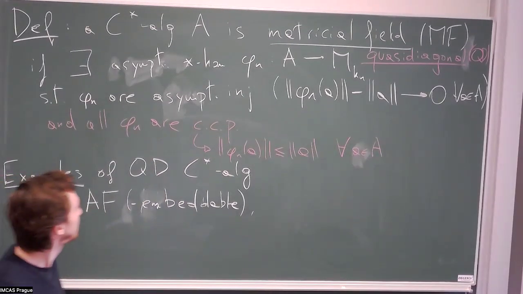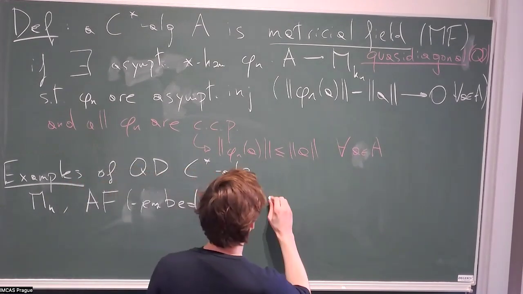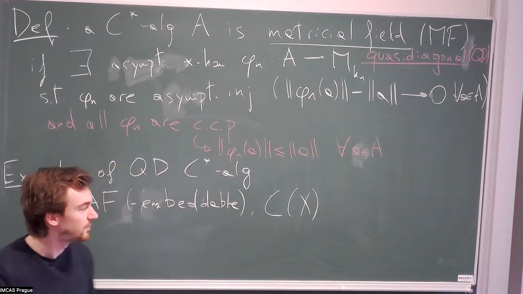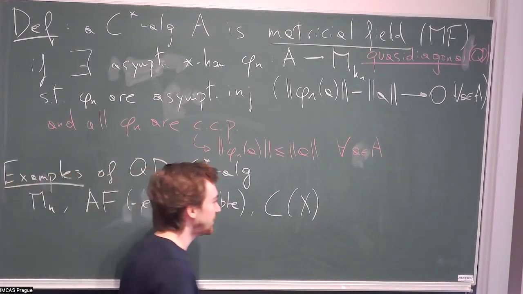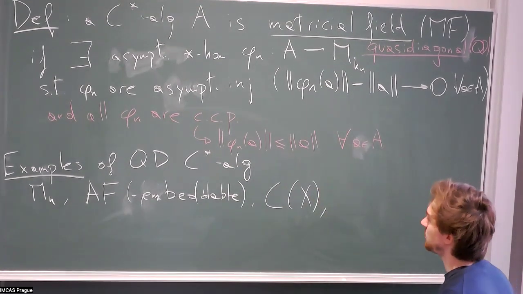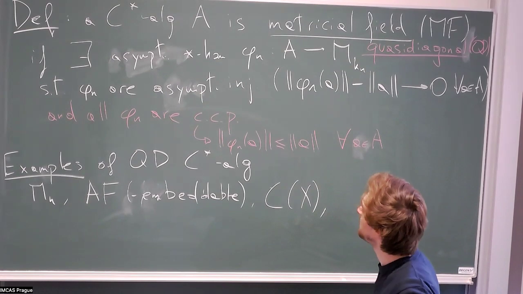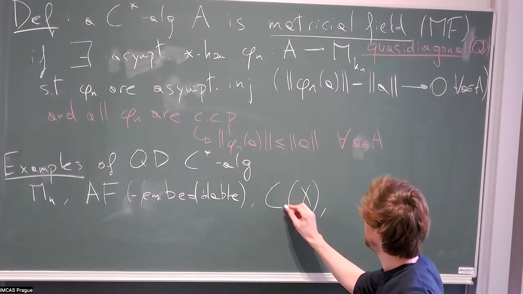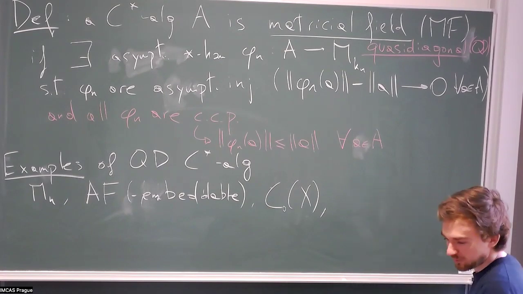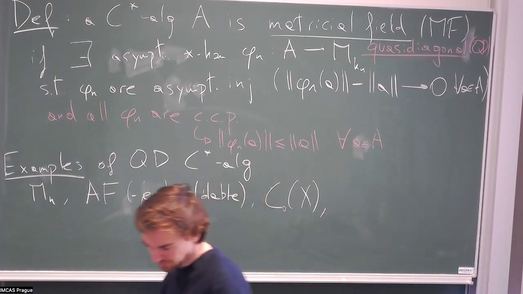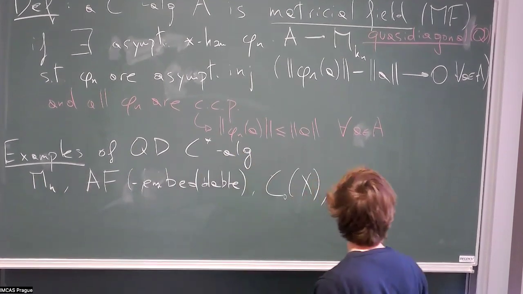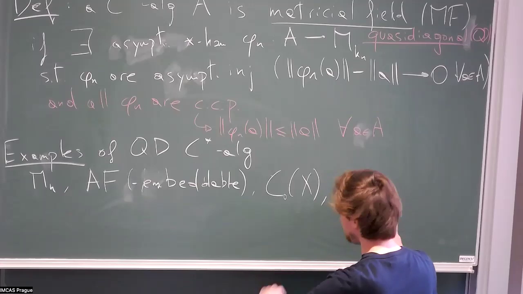And maybe something slightly less trivial: if you are a commutative C-star algebra, so you are the continuous functions over some compact Hausdorff space or locally compact, then you are also quasi-diagonal. This requires a bit more work, but this is also true. And then one final example that I wanted to highlight is cones.